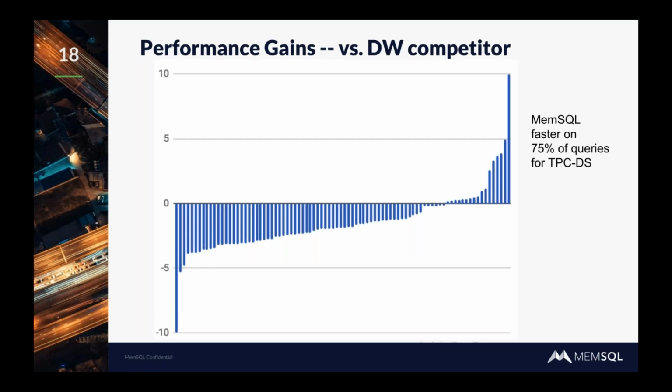And on the same exact amount of hardware, MemSQL is faster on 75% of the queries in TPC DS compared to that competitor. That's a pretty impressive result because MemSQL is not a pure data warehouse database system; it can handle transactional and analytical workloads. So we're going up against a purpose-built data warehouse DBMS and just blowing it away.